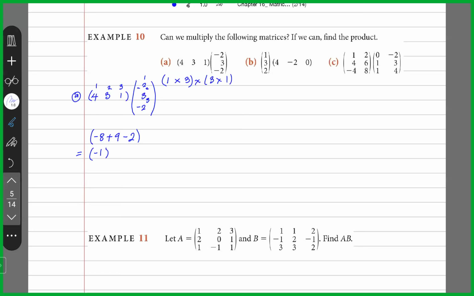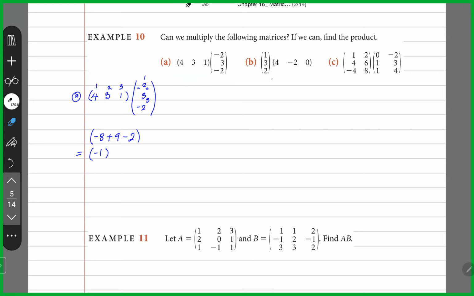All right, so let's have a look at B. In each case in example 10, we have to first determine if the two matrices are conformable for multiplication. Then we are to multiply the two matrices if they are conformable. So let's have a go at B.